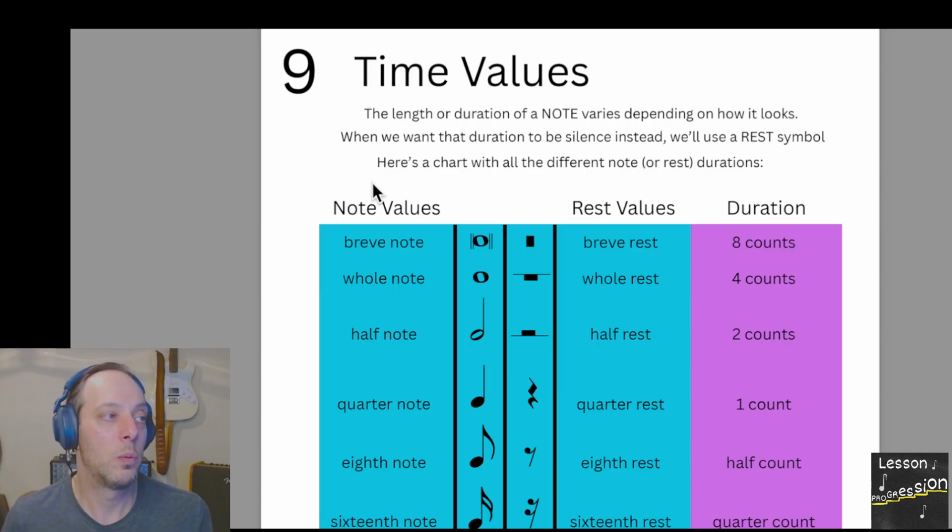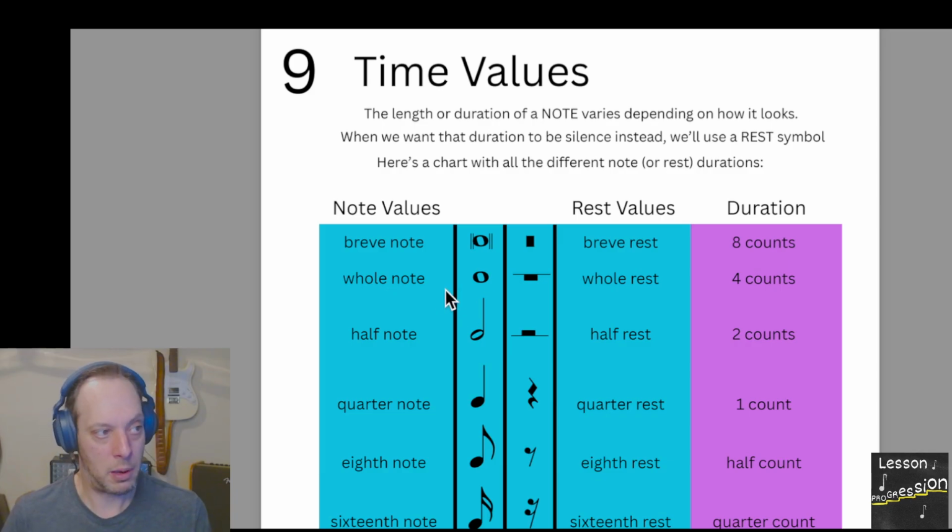Okay, so let's look at these note symbols and their corresponding durations. This is a very rare symbol here, the breve note, and it looks just like a whole note, except it's going to have those two little lines on the side of it. And then here's the corresponding breve rest, and each of these get 8 counts. It's extremely rare. I've never encountered it in any piece of music that I've played before, but just in case, I put it in there.